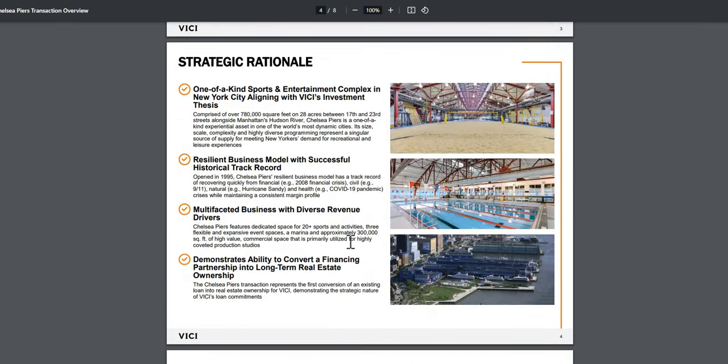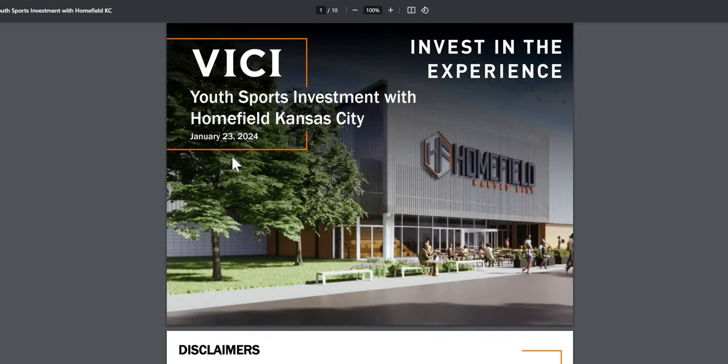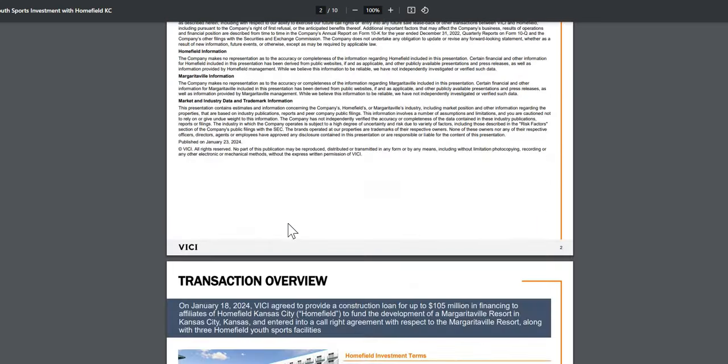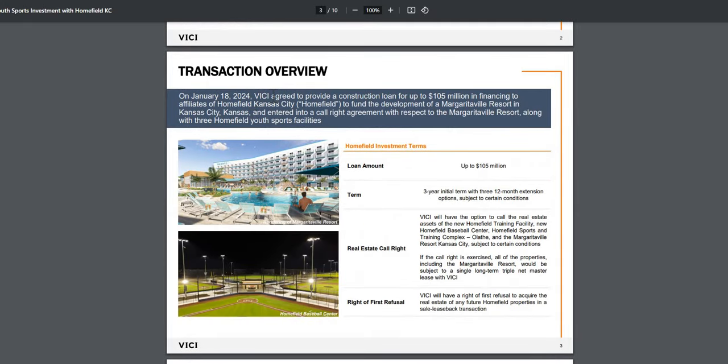Again, we can see their strategic rationale and there are a lot of different things that VICI are trying to do with their business model. Again, they aren't solely looking just to the hotels, just to the casinos. Finally, on the more recent news in 2024, we see the youth sports investment with Kansas City. For those that are more interested in understanding this, they essentially agreed to provide a construction loan of up to $105 million in financing to the affiliates of Homefield Kansas City. We can see that they essentially have the right, or the option, to call the real estate assets of these companies and buildings. So lots of different movements from VICI themselves.